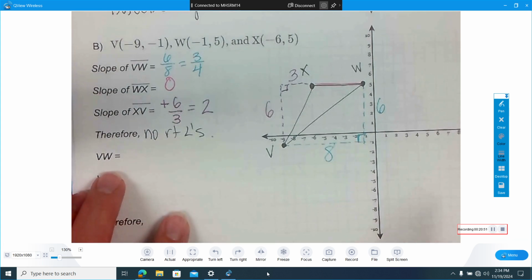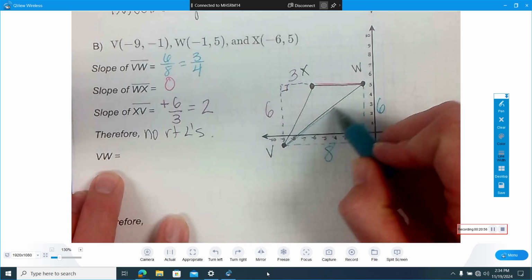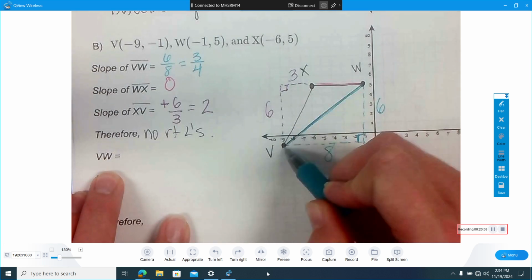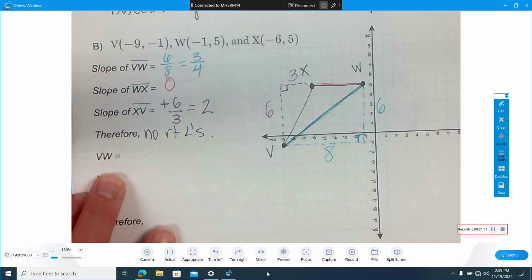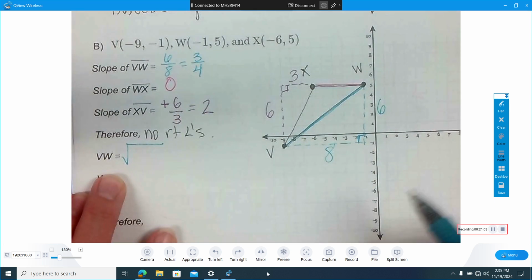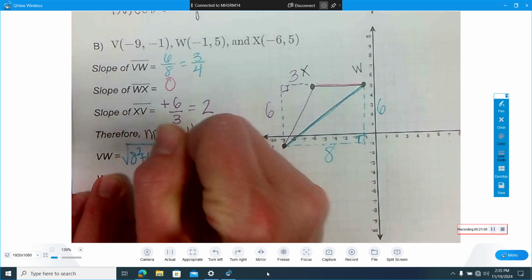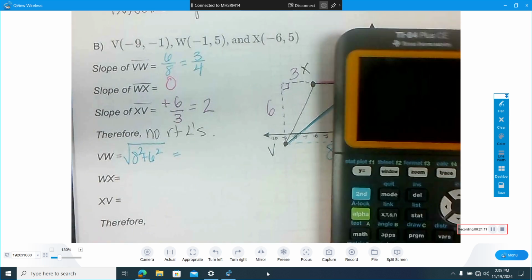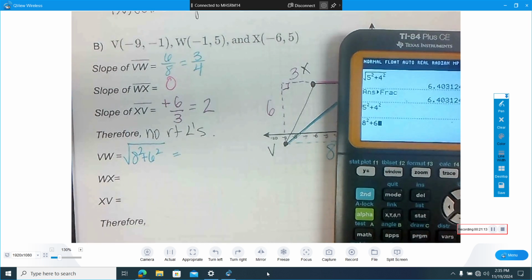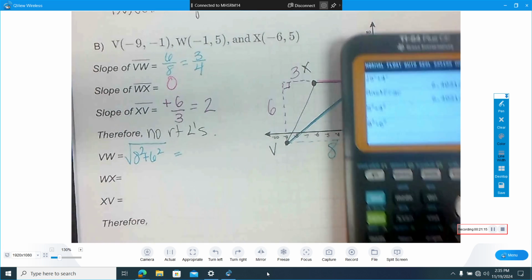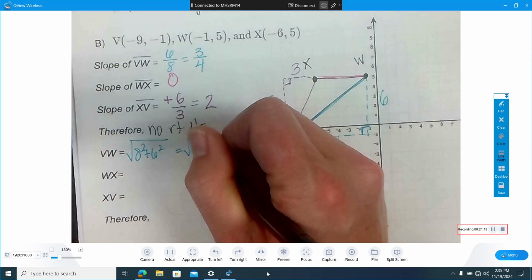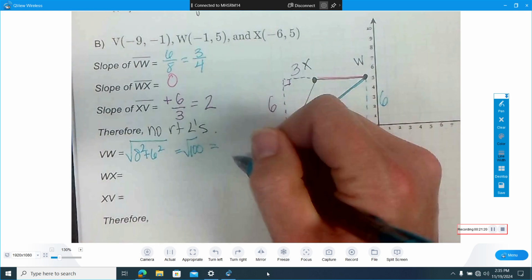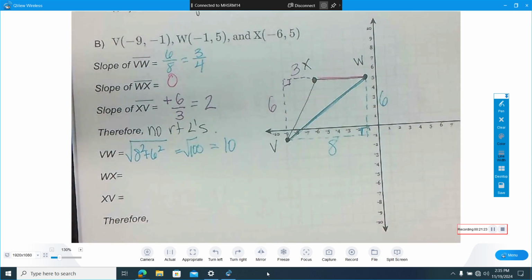Okay, let's look at the length of VW. How do we find this slanty length? Square root of 8 squared plus 6 squared. Good. And let's see, 8 squared plus 6 squared gives me 100. So what's the square root of 100, ladies and gents? 10. Right. Okay, thank you.